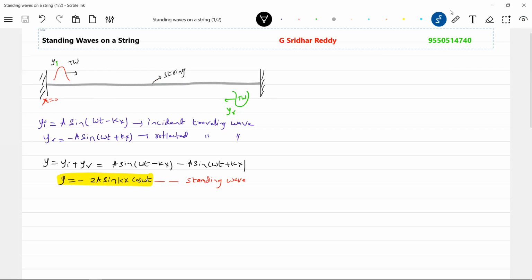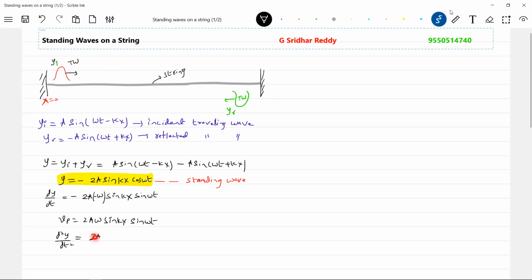Let me differentiate. Let's see what we get. dy by dt is equal to minus 2a. Okay, this one. We'll call this the particle velocity, or velocity of any point on a string. I'll differentiate further, d square y by dt square. This negative sign, let it be here. This will be a better idea.